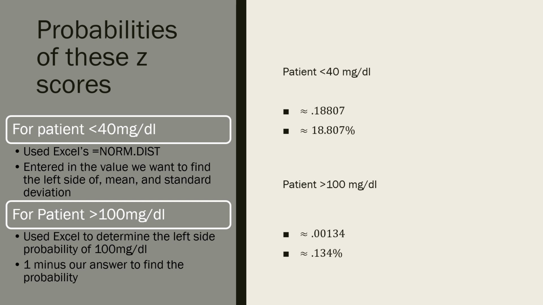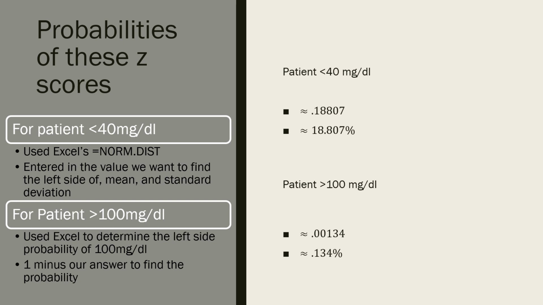So for our first probability, which is less than 40 milligrams per deciliter, we were able to use equals NORM.DIST. We inputted the mean and the standard deviation, and the value of what we wanted to find, which was 40. And that gave us approximately 0.18807 chance, or in other words, an 18.807% chance of finding a patient with an HDL level less than 40 milligrams per deciliter.